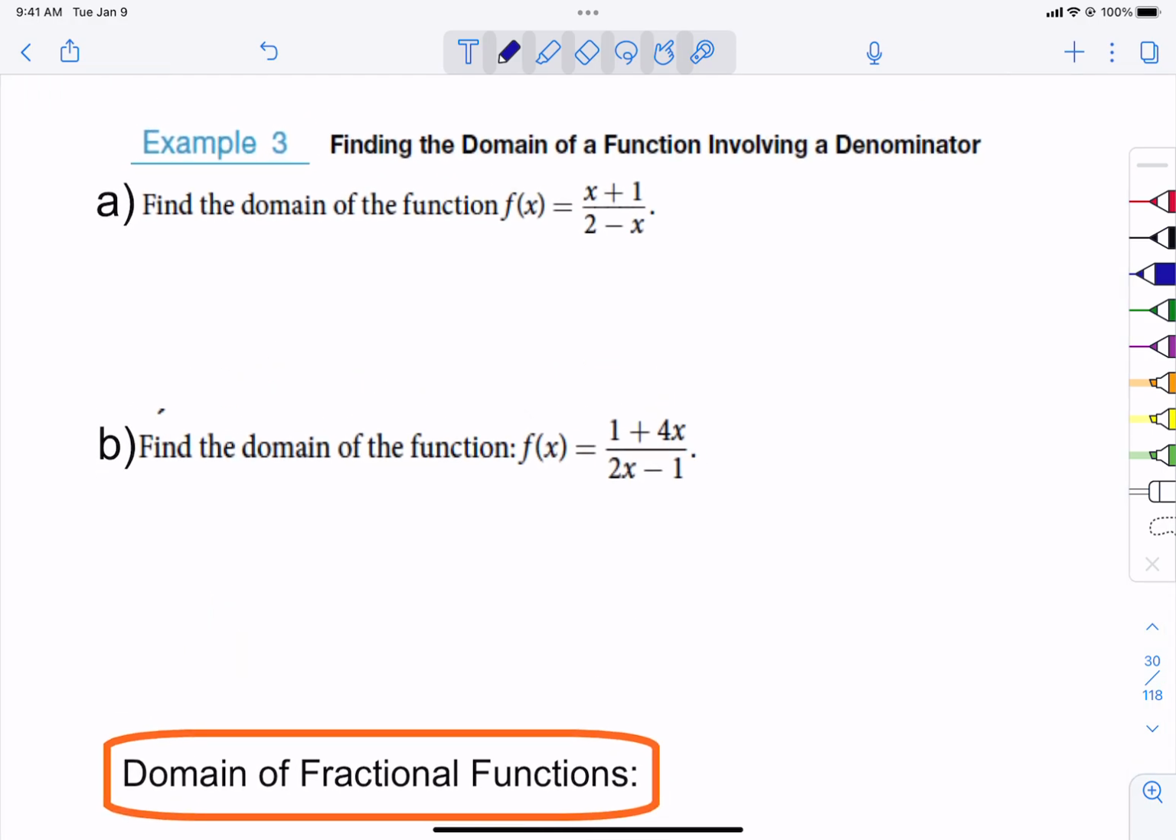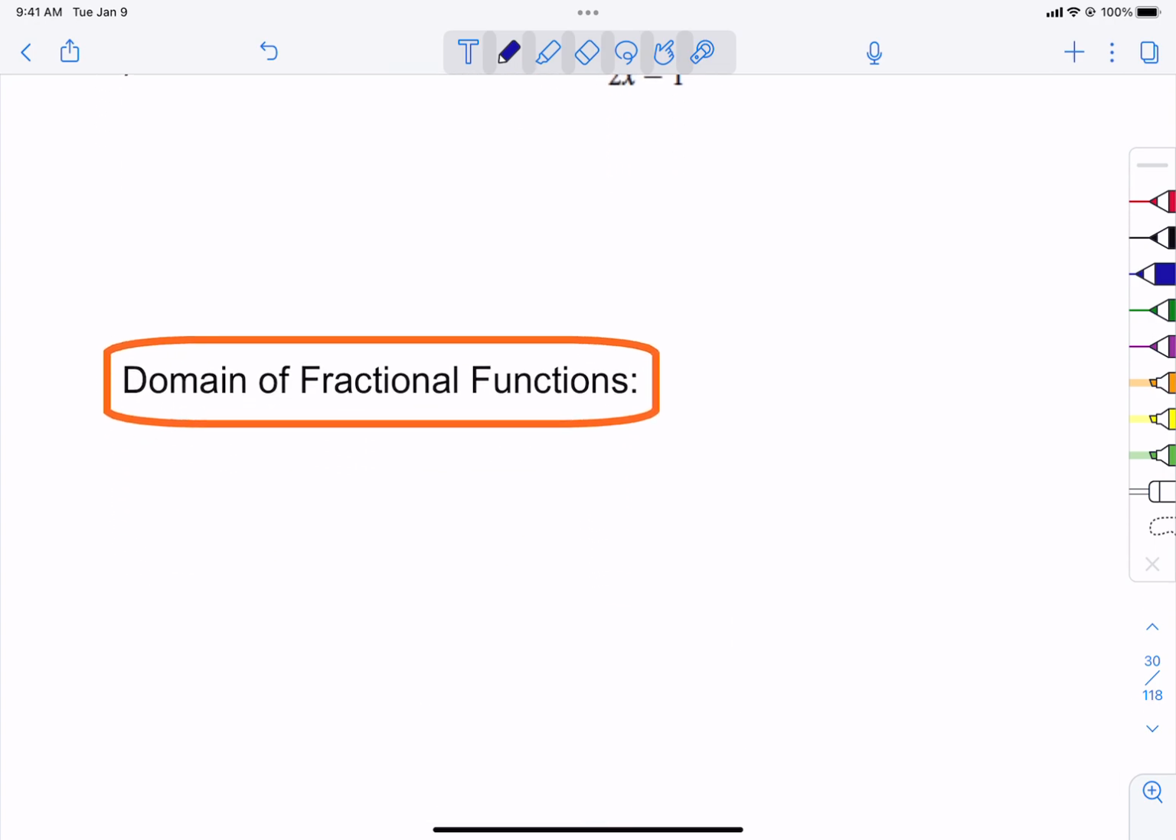Now, if we have a rational function, so these ones are rational. A rational function, you might recall, is when the top of the fraction and the bottom of the fraction are both polynomials. The domains of a rational function are related completely to their denominators. So, let's fill in this bottom part first.